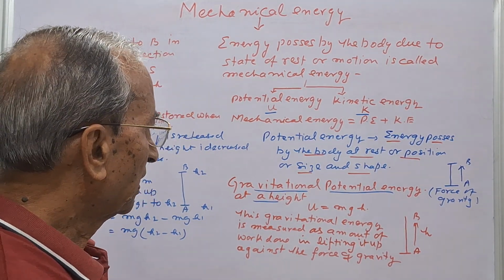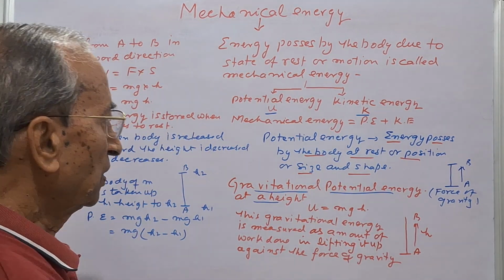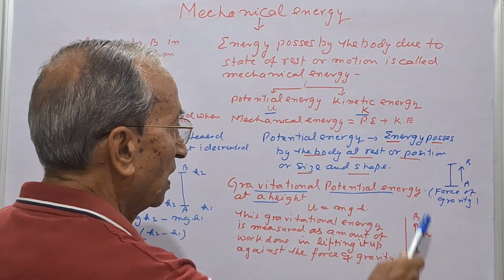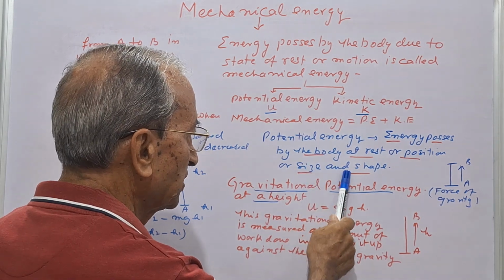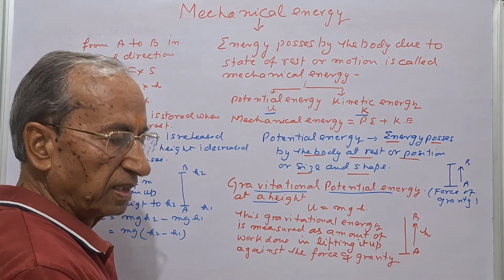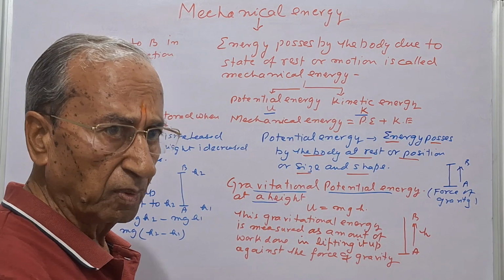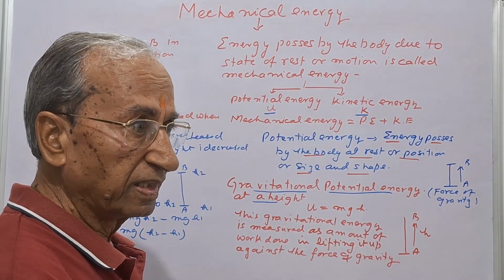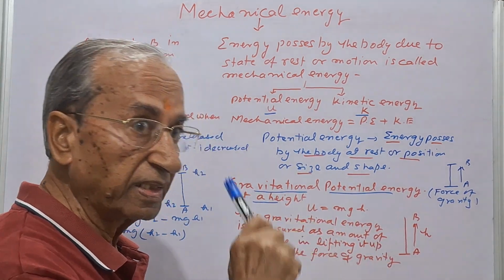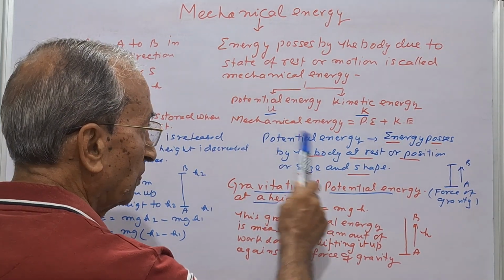Now today I will explain potential energy. As I said, the energy possessed by a body at rest, or due to position or size and shape, is known as potential energy. Suppose something is lying on the ground or on the table, and both objects are idle. It doesn't mean that they have no energy. There is a hidden energy inside the object, hidden energy that is not visible. So that hidden energy is known as potential energy.